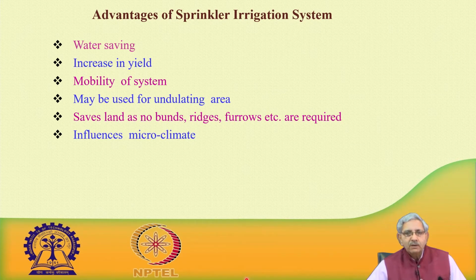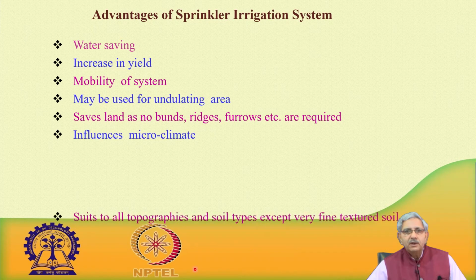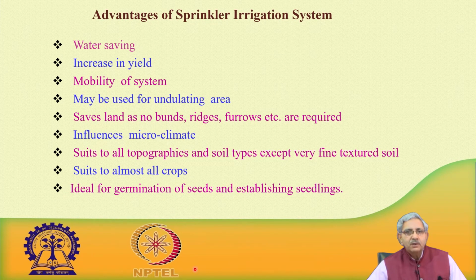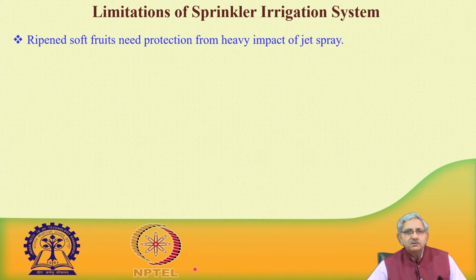It influences the microclimate, because the water comes like rainfall, and those water droplets form water vapor. So, mainly during summer months, it creates a cooler environment, and particularly during a frost period, sprinklers protect crops against the frost. It suits all types of topography except fine textured soil, suits almost all types of crops, and is ideal for germination of seeds and establishing seedlings.